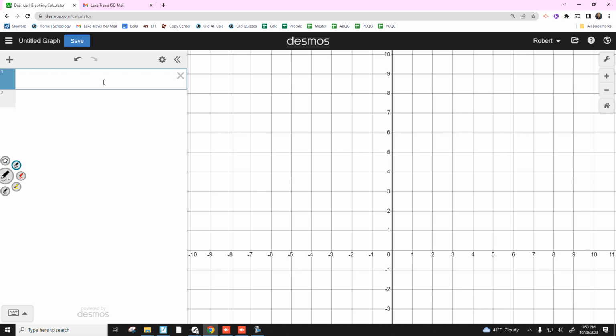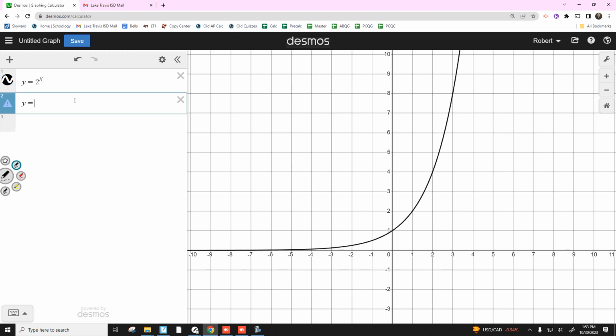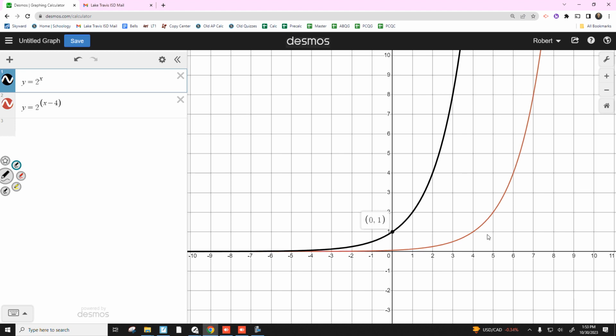Yeah, great. Okay, so we got 2 to the x. And then we got 2 to the x minus 4. And boom, you guys see, we take our points like 0, 1. We shift it to the right 4. We see the point 4, 1. Cool? We take the point 1, 2. We shift it to the right. We'll have the point 5, 2. We take the point 2, 4. We shift it to the right. We got the point 6, 4.